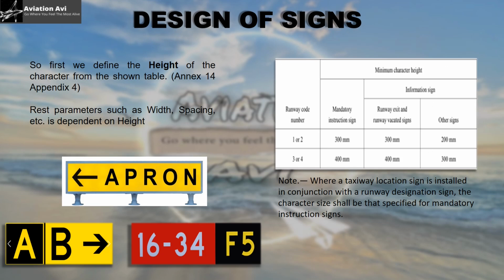The first and foremost thing you do while designing a sign is define the height of the character from the table shown. As you can see in the table here, first you need to know what code your runway is. Is it a code 1 or 2 runway, or the most commonly found code 3 or 4 runway? Now, if you are designing a mandatory instruction sign, then in case your runway is a code 3 or 4 runway, the character height will be 400 millimeters.